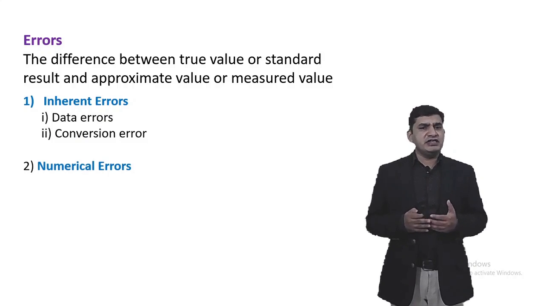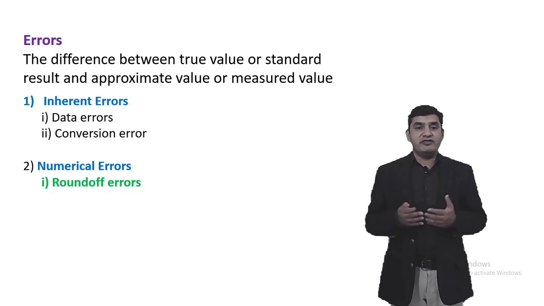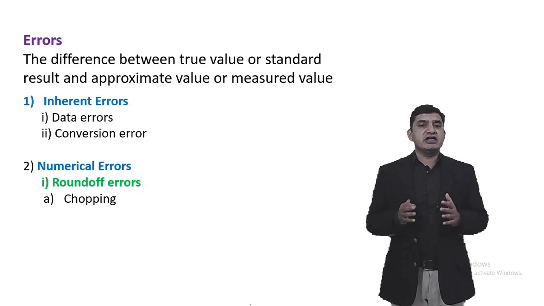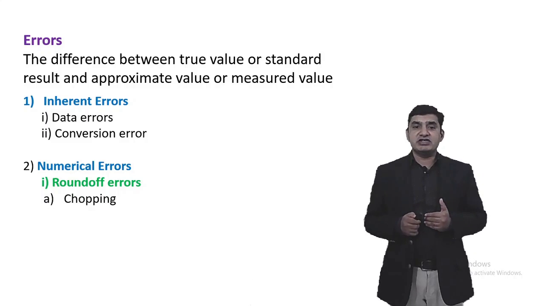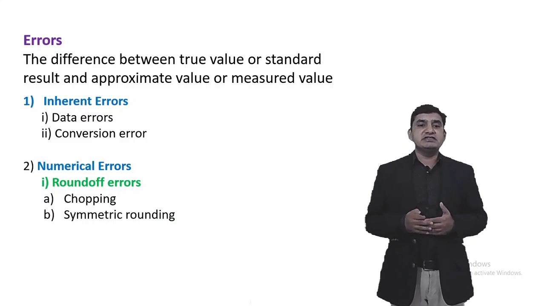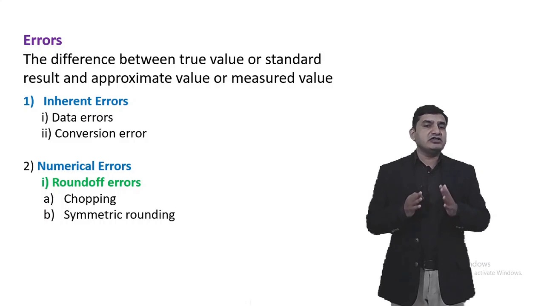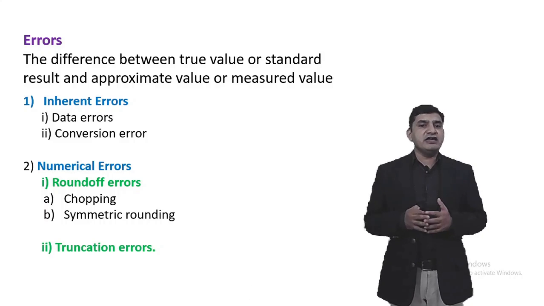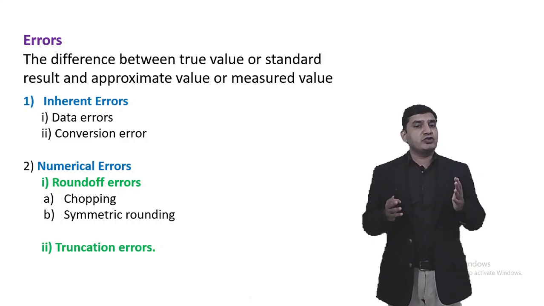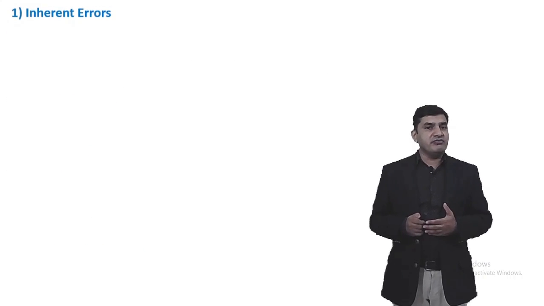The second type of error is numerical error. Numerical error also has different types. First is round-off error, and in round-off error there are again two types: first is chopping and second is systematic rounding. These are the two types of round-off error. The second type of numerical error is truncation error. We have to see all these errors one by one.